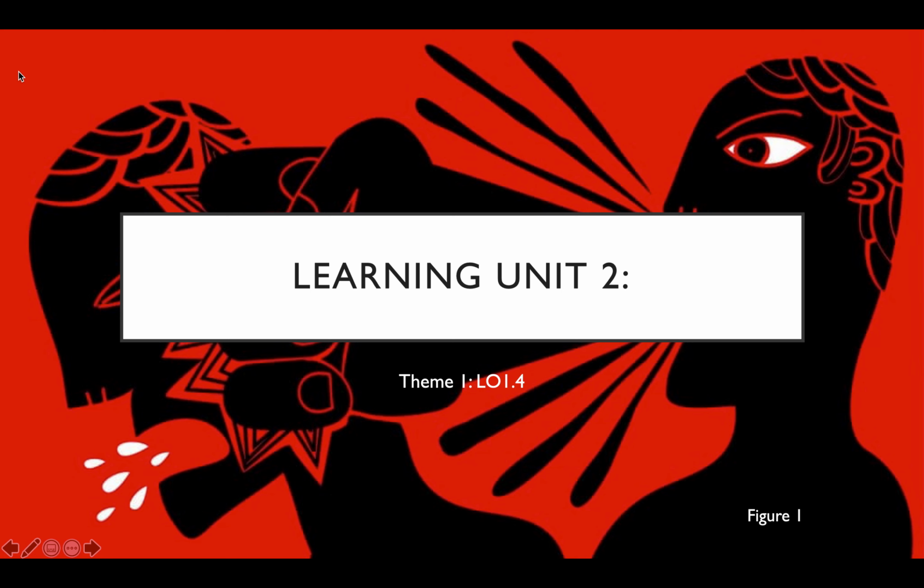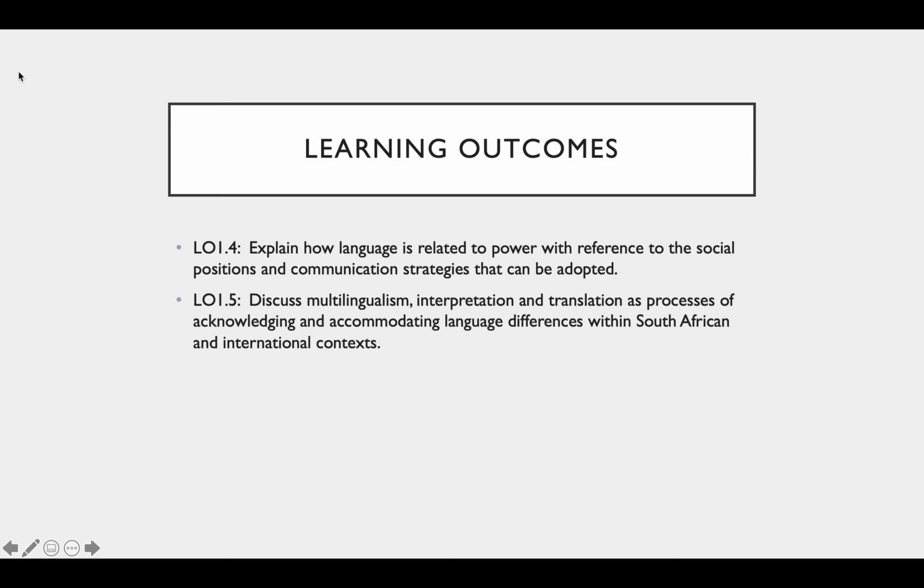Learning Unit 2, Theme 1, Learning Outcome 1.4. Our outcome today is to explain how language is related to power with reference to the social positions and communication strategies that can be adopted. We're also going to discuss multilingualism, and interpretation and translation as processes of acknowledging and accommodating language differences within South African and international contexts. Let's begin.